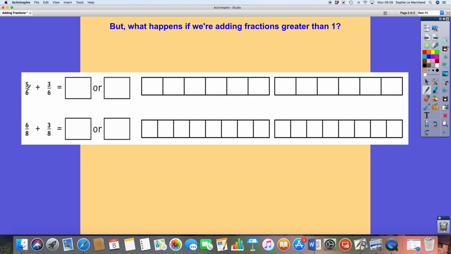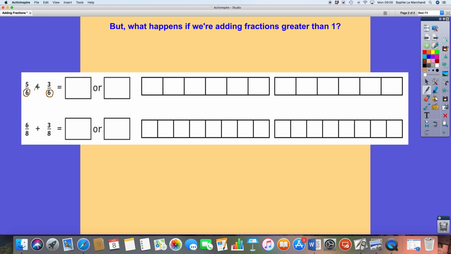Now we start with the same process. We're working in 6. Both denominators are 6, so our wholes need to be split into 6 parts. Now we're going to be working with a fraction that's greater than 1, so actually I'm going to draw 2 wholes here because I know it's going to be greater than 1. So I've got 1 whole here divided into 6. 1, 2, 3, 4, 5, 6. And I've got another whole here, also split into 6. 1, 2, 3, 4, 5, 6. So it's the same process.